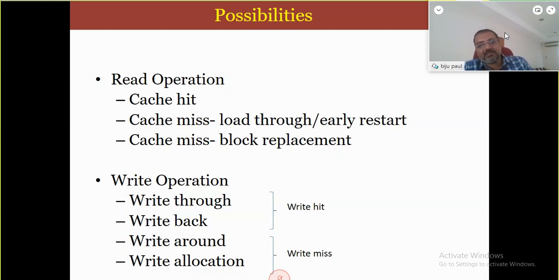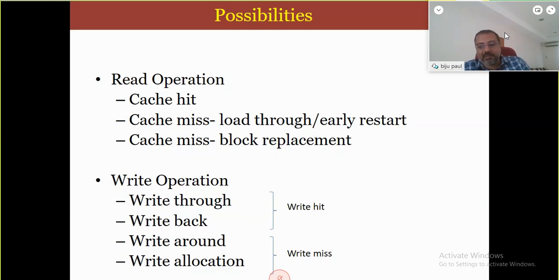There is one more chance. If the processor requires some data that is not there in the cache memory, it is there in the primary memory. The content in the primary memory has to be loaded to the cache, but it doesn't have space to load.